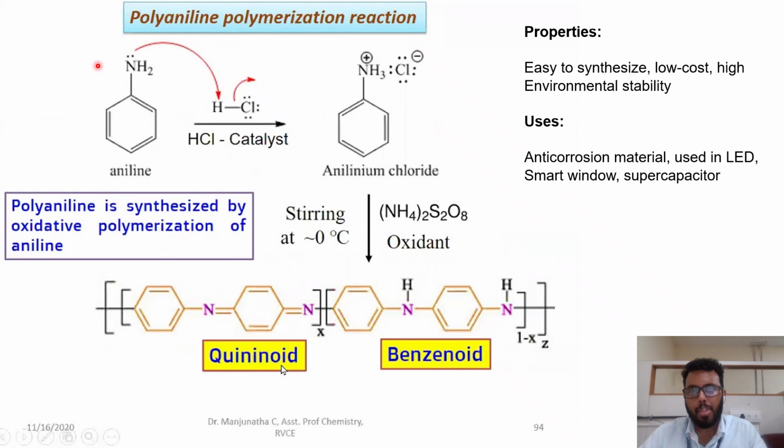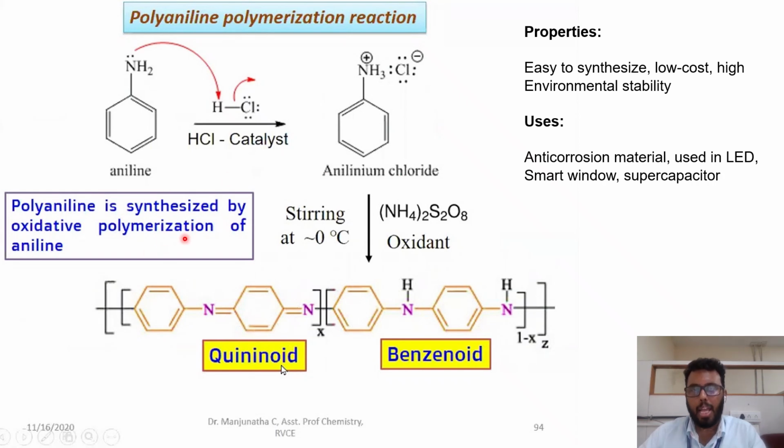As a result, since the nitrogen is donating the electron, protonation is happening, so NH3 plus will form with a positive charge. The chloride ion will complete its octet electronic configuration, and since it abstracted 2 electrons, it has a negative charge. So this is called anilinium chloride. This is easy to synthesize, low cost, and has high environmental stability.